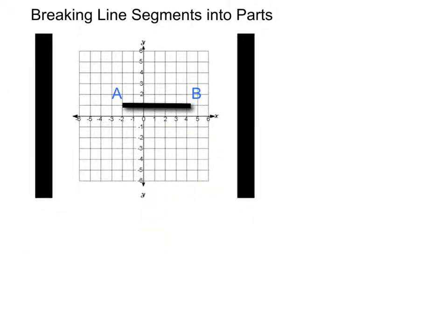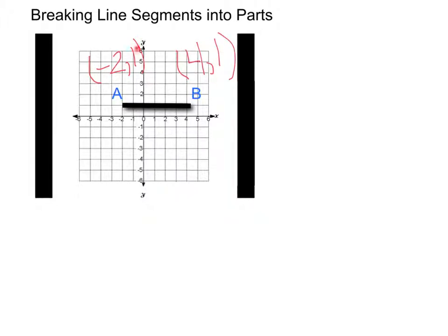Consider the line segment AB that we have on our graph. Let's go ahead and create ordered pairs for those points. So I want to know the ordered pair for that particular point. I'm going to write in that A is -2, 1. I'm going to write in that B is 4, 1.